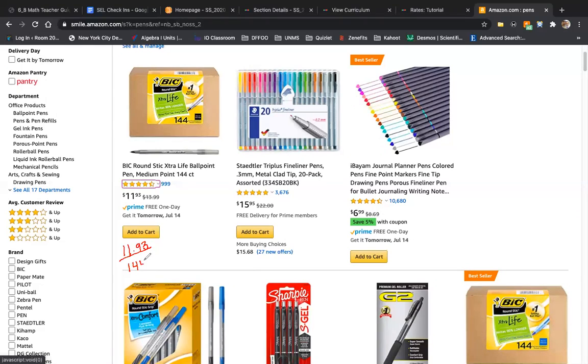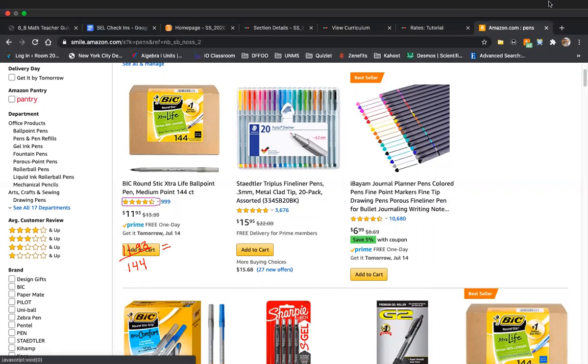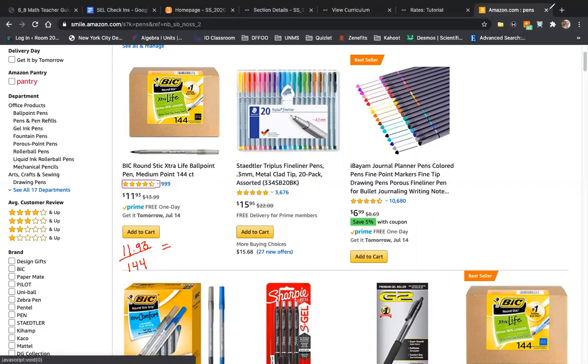So it's going to be pennies. It's going to be a small number. Can anybody give me that number quickly? 11.93 divided by 144. All right, I'll just do it quickly.